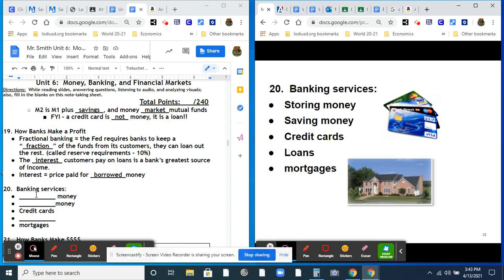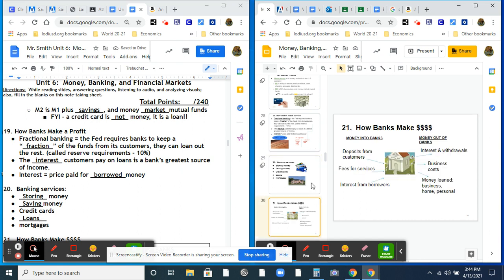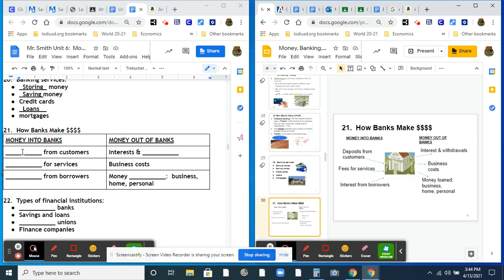Let's write in our notes. Storing money. Credit cards. What else? The other ones? Loans. A mortgage is a loan. I know that's kind of repetitive, but it's a particular kind of loan. That's for a house. Okay.